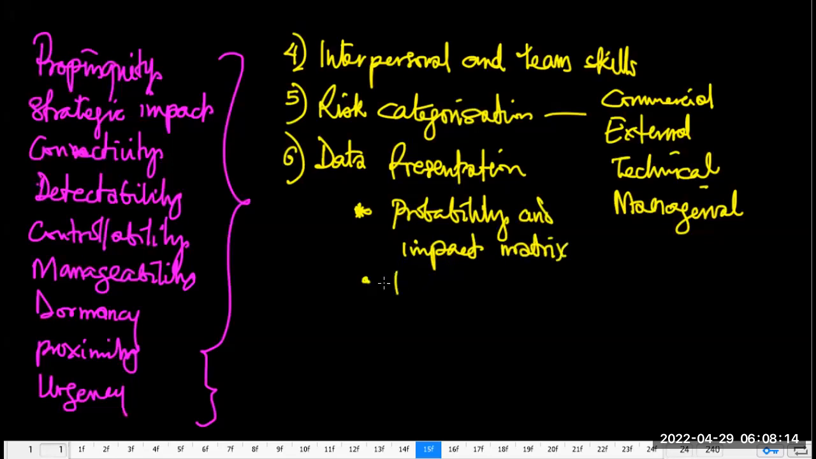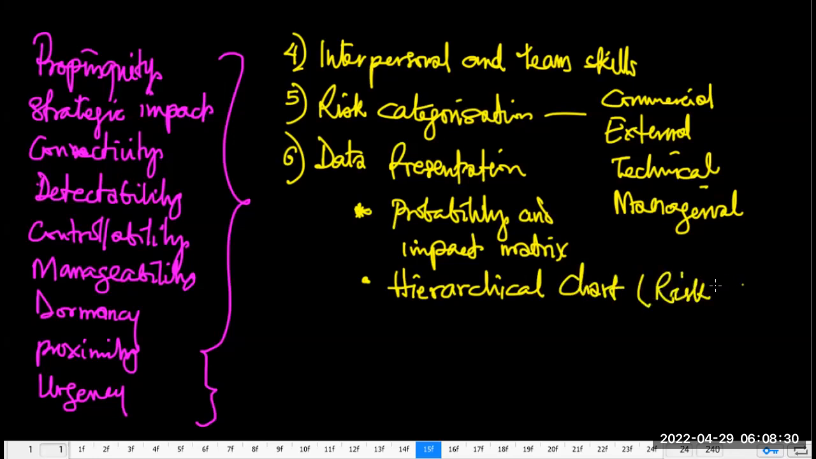Also, the hierarchical charts where you rank the risk according to severity, impact, and what have you. So rank them based on certain factors.